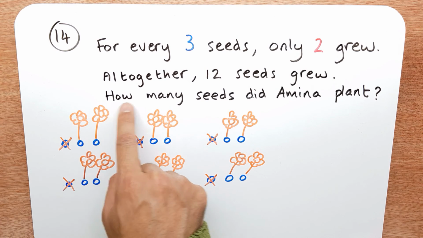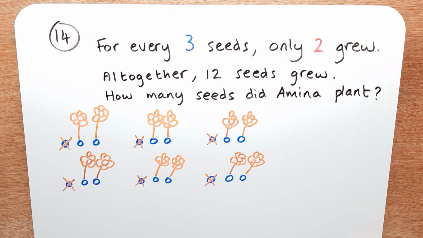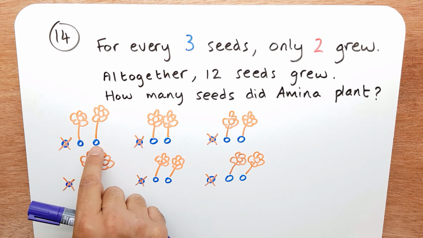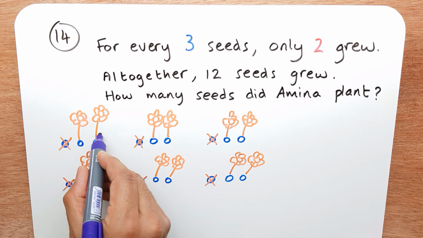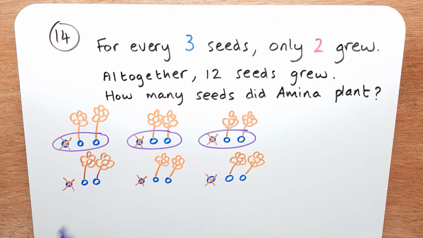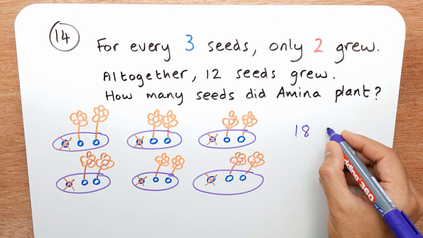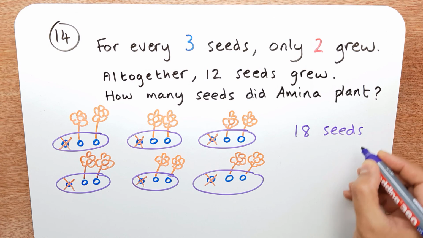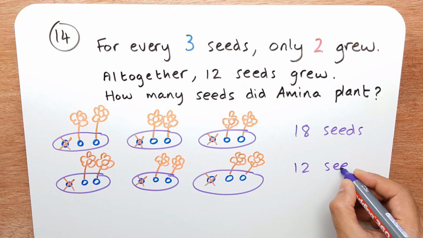Now we need to find out how many seeds did Amina plant. So let's have a look. 1, 2, 3. 1, 2, 3. So we can do our 3 times table. 3, 6, 9, 12, 15, 18. So we know 18 seeds were planted, and we know 12 seeds grew.